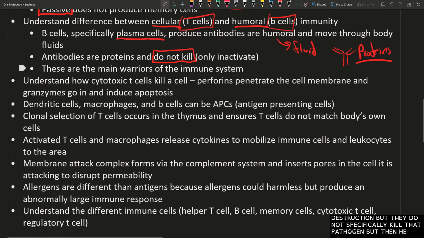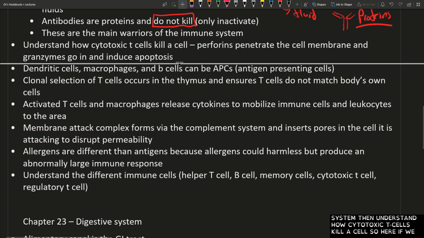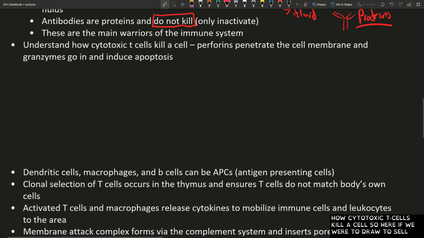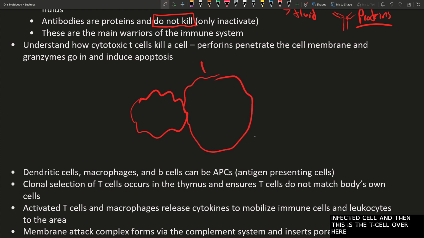But then here, these are the main warriors of the immune system. So T cells and B cells are the main warriors of the immune system. And then understand how cytotoxic T cells kill a cell. So here, if we were to draw two cells in here, this is the infected cell, and this is the T cell over here. This is the killer T cell.